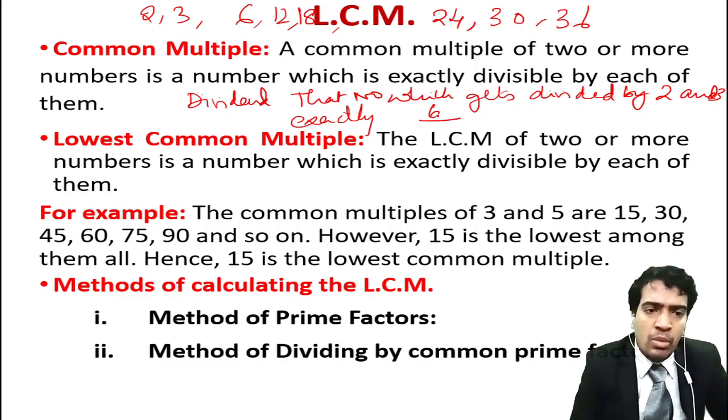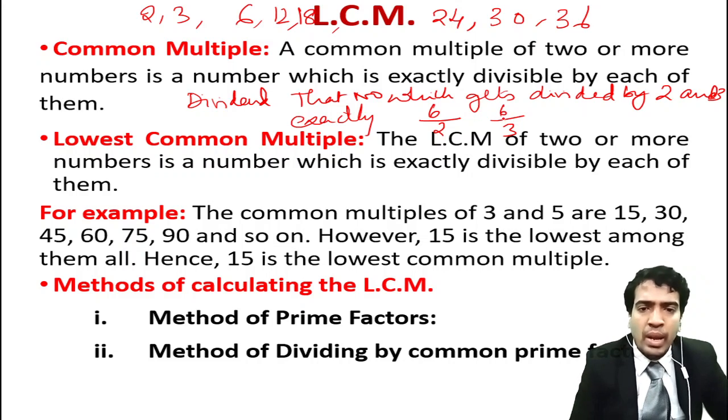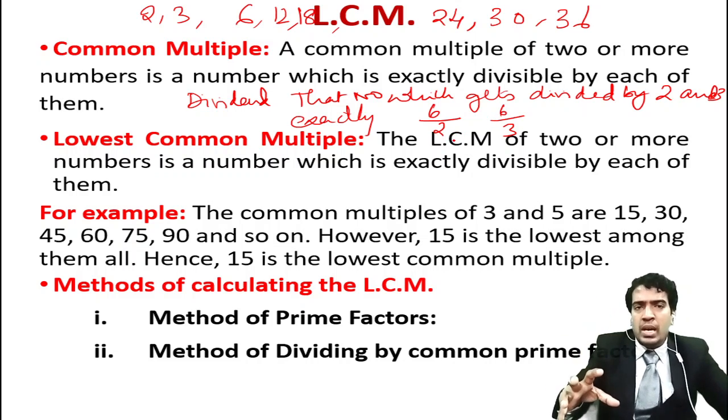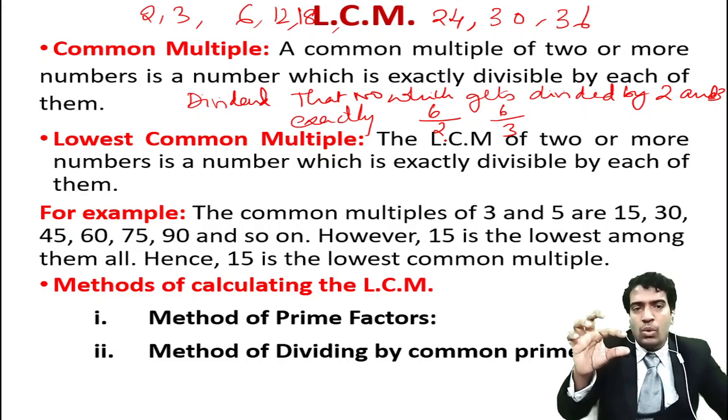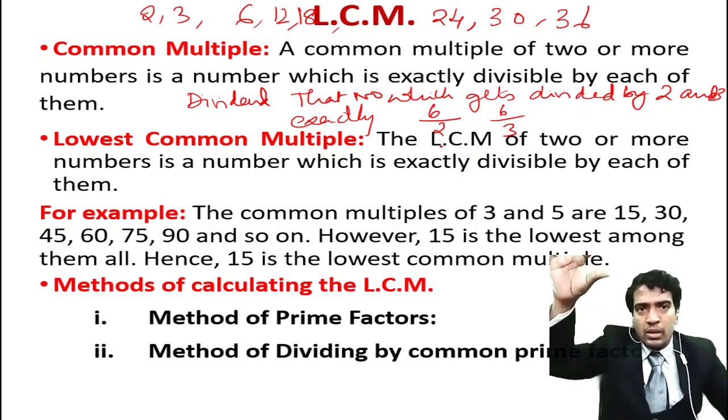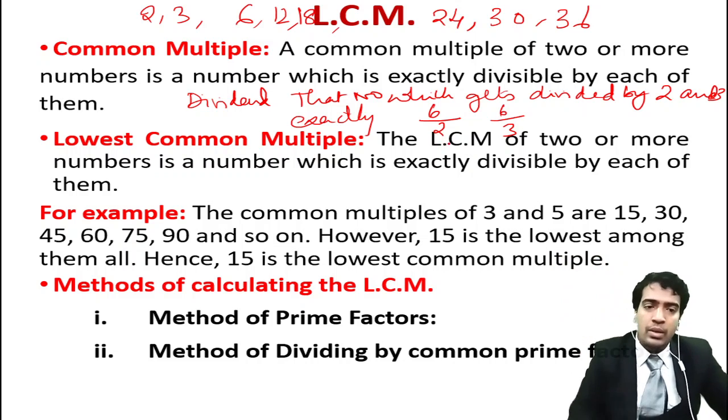Suppose here the common multiple of 2 and 3 is 6. When you divide by 2, this is exactly divisible. When you divide by 3, this is exactly divisible. So what is the difference between HCF and LCM? When you are talking about the HCF, it is the number in the denominator. It is a factor. But when you are talking about the common multiple, it is the number in the numerator. It is the dividend.